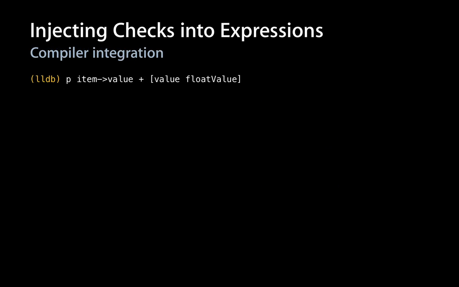The other thing that we can do is inject checks into your expression to make them safer to evaluate. If we take a look at this expression here, we're going to be asked to evaluate it. Now, the first item here might not be valid. It might be uninitialized. It could be garbage. It could be something else that's been trounced in your debug session.